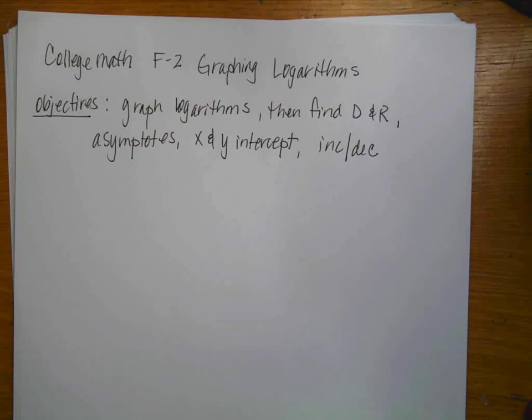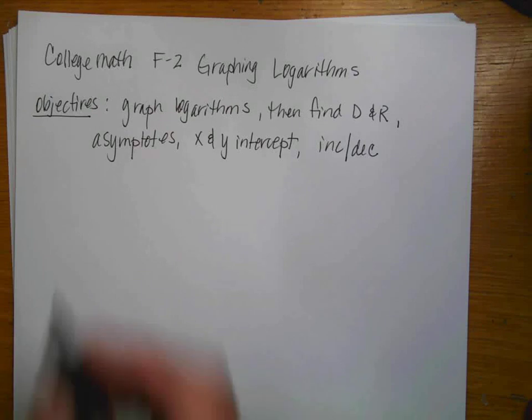Math Humans. We're going to do F2 today. We're going to be graphing our logarithms. So our objectives are that we're going to graph the logarithms, and then we're going to find domain and range. We're going to talk about the asymptotes, and then we're going to look at our x and y intercepts, and then talk about increasing and decreasing. All of these things we have talked about in the past.